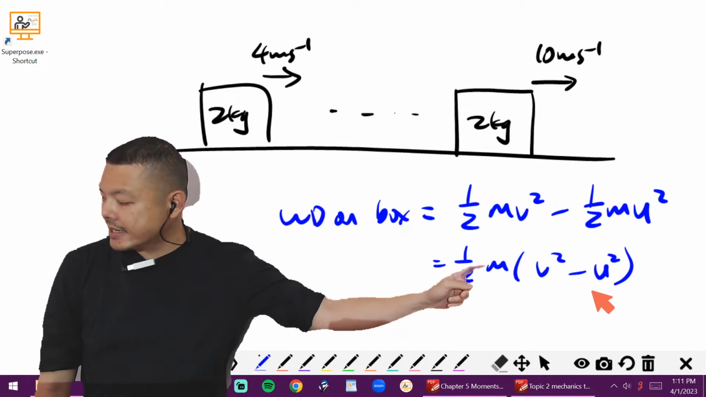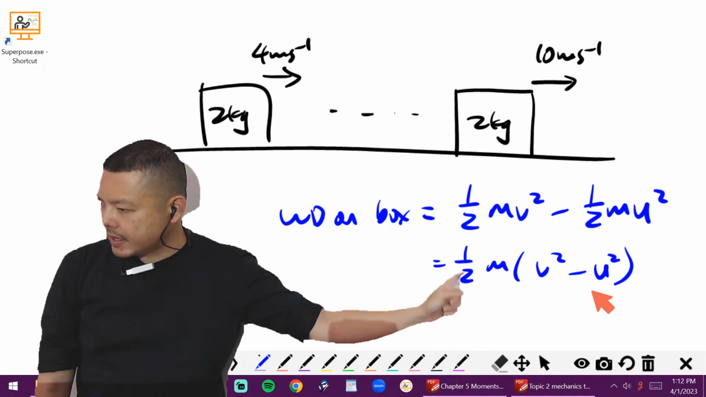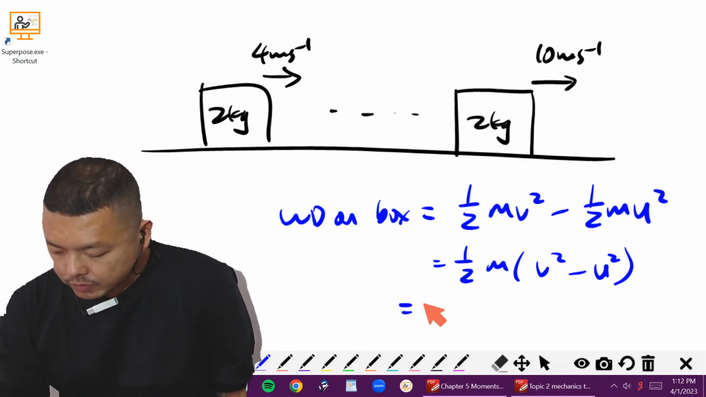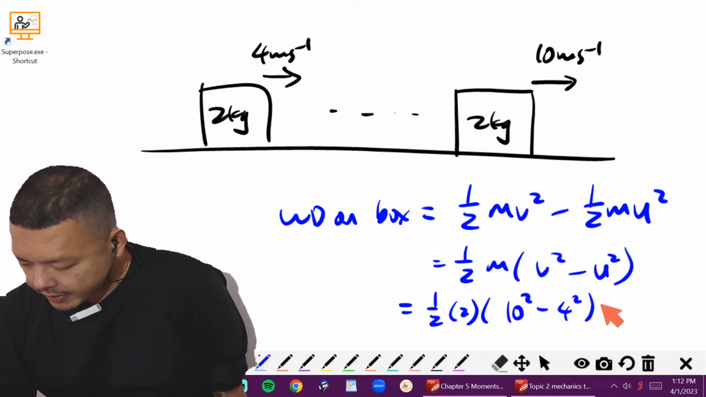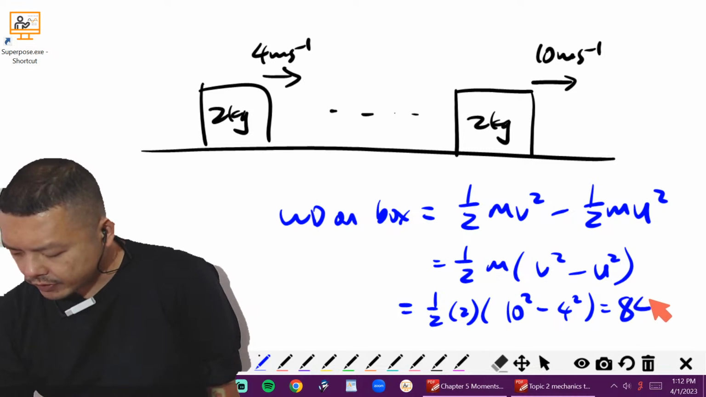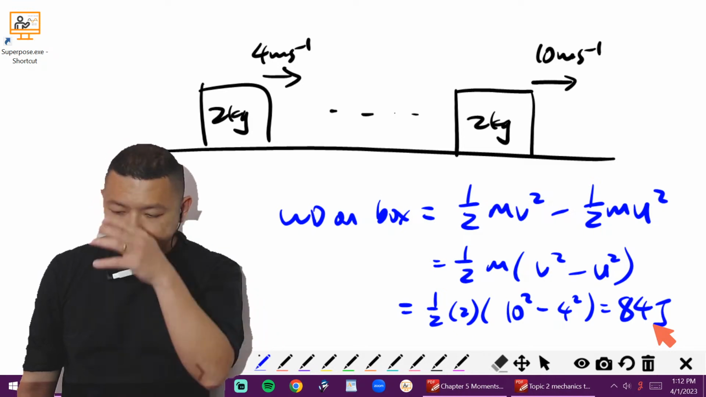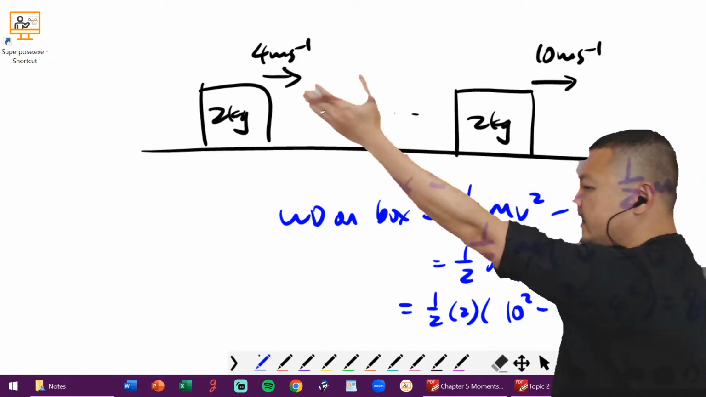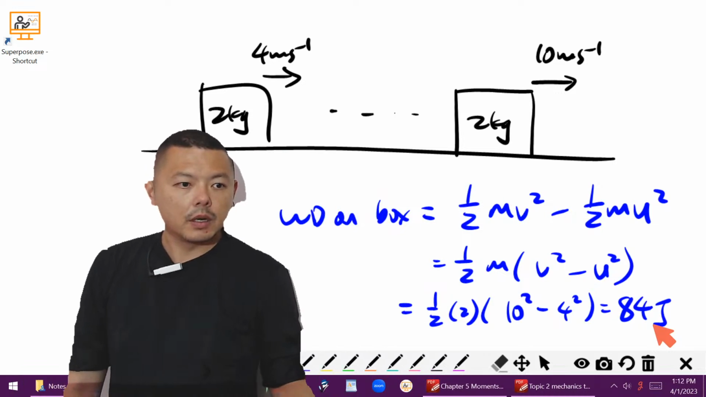And you should realize that this is not the same as v minus u whole thing squared. It's v squared minus u squared. So then you take half times 2 times 10 squared minus 4 squared, and your answer is 84 joules. The work done is 84 joules. Okay on this? So even though you don't have force times distance, you are also expected to find the work done by finding the difference in KE. We good? Let's move on.